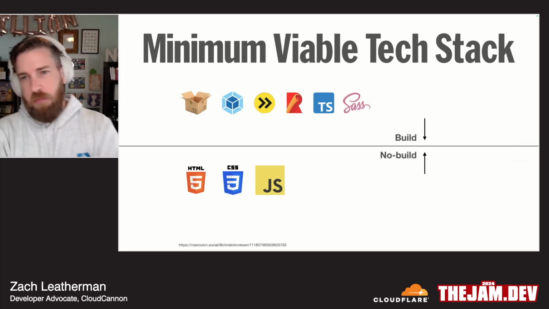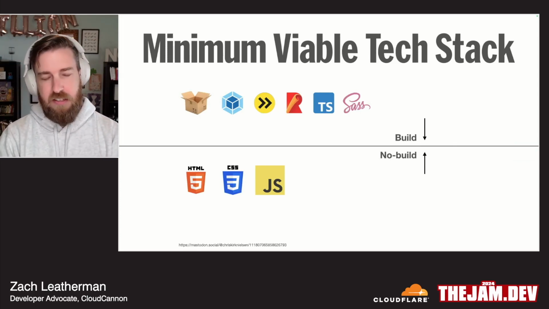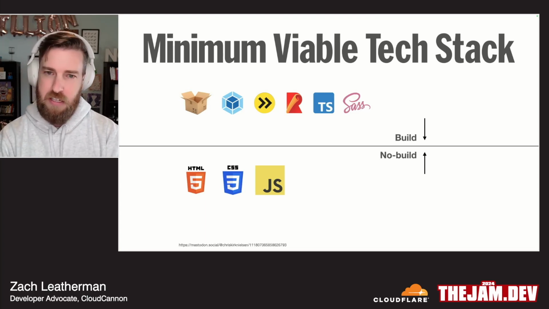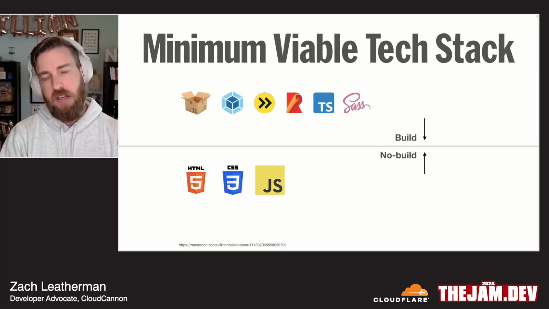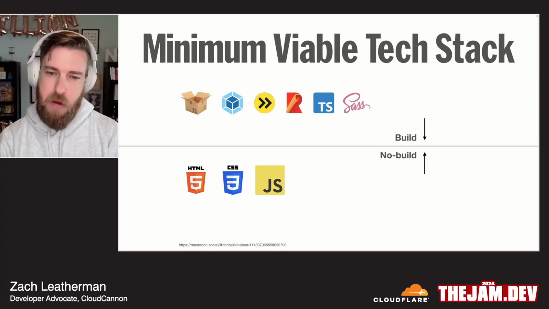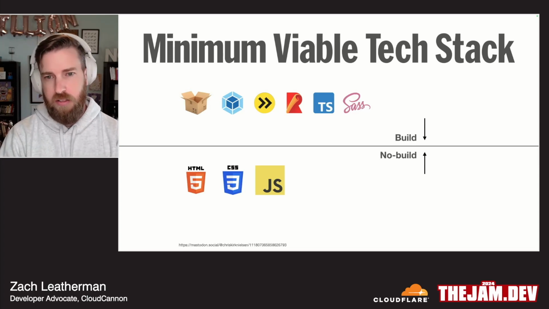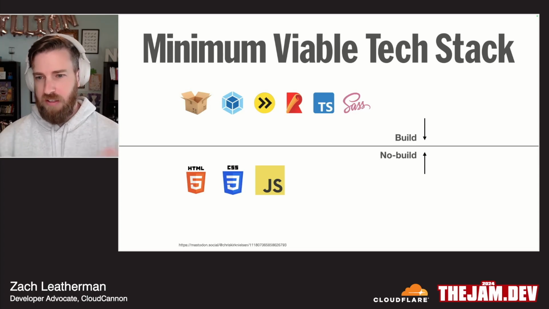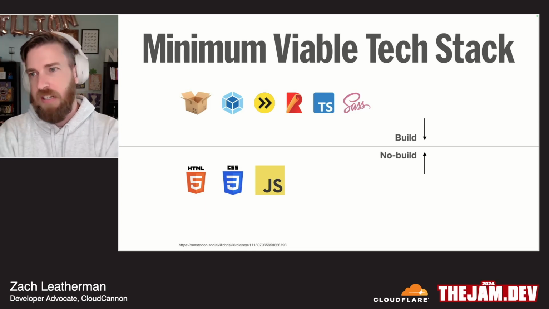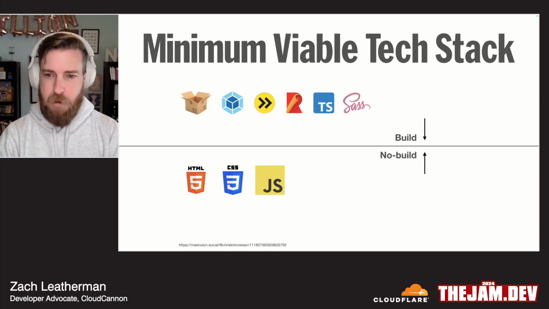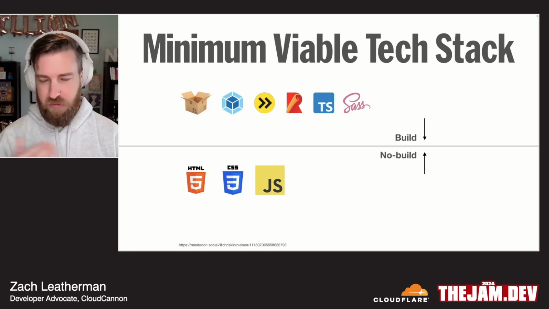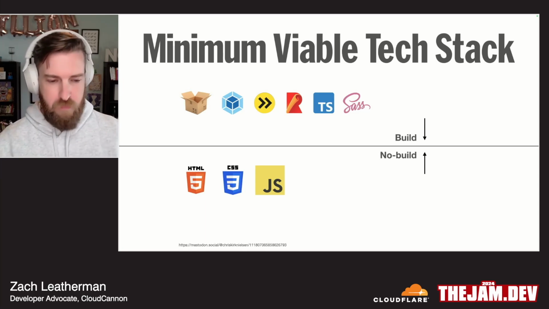So the Eleventy project, we kind of have this notion of a minimum viable tech stack. We're trying to get the smallest tech stack possible. So when it comes to bundlers and transpilers and compilers, we really try and minimize the amount of stuff that we put into core to do that. And we're trying to walk this line between no build and build. Now, obviously, Eleventy is a build step because it's a static site generator, but we really want to get as close to this line as possible.